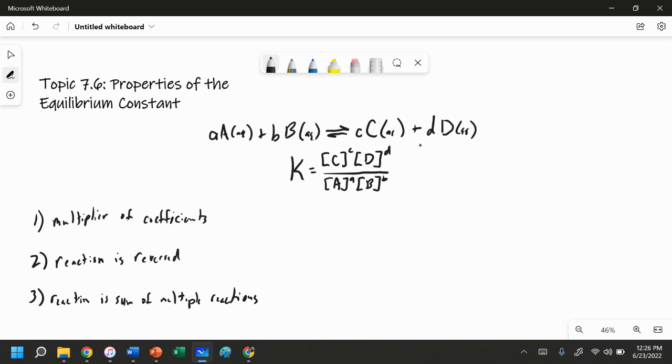by some multiplier? So what if I multiplied all of the coefficients by some multiplier E? That would be the same ratio, the same mole ratio, but what would that do to the equilibrium constant? Well, all of these exponents would also be multiplied by E, which means that your overall equilibrium expression, or equilibrium constant, would be raised to the E power. So whenever you multiply the coefficients by some factor, K is raised to that factor.